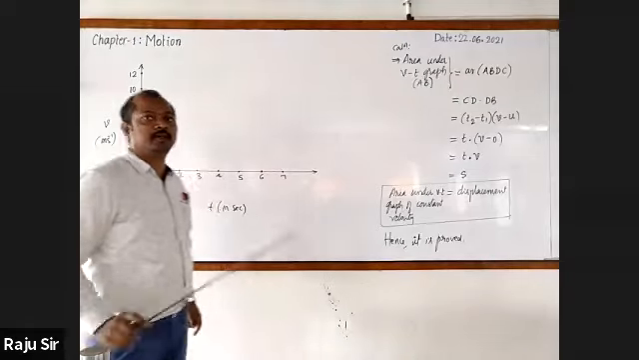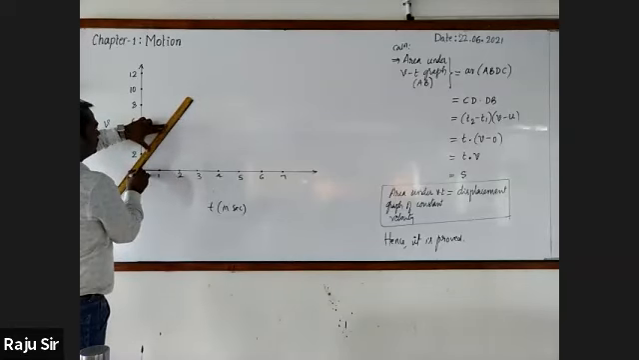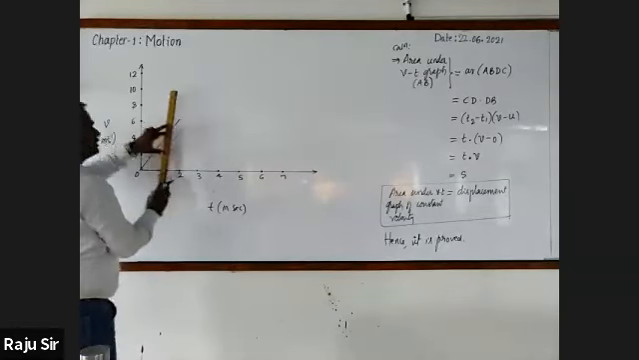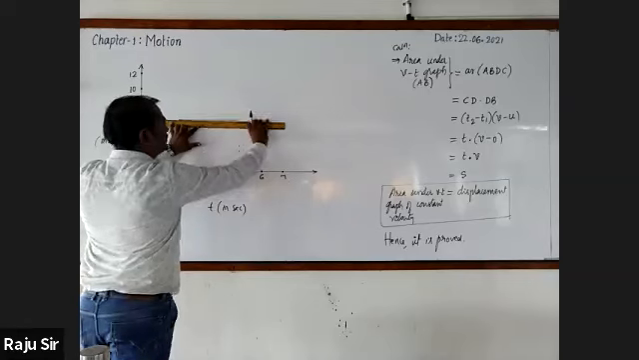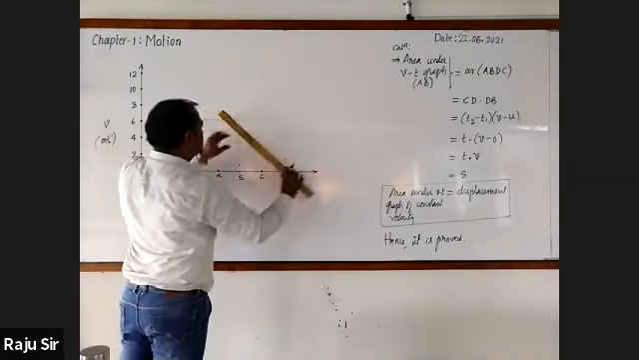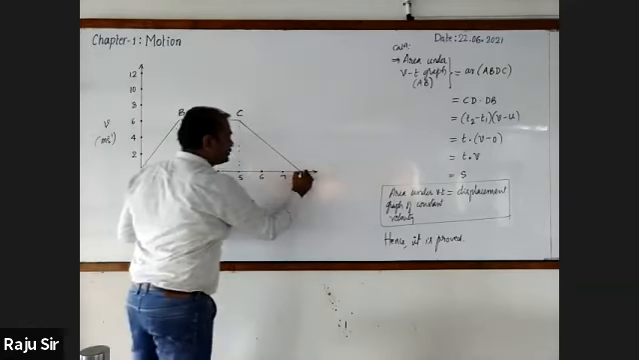Now let me go for drawing the graph. Observe carefully. I draw the graph like this. Let me draw a parallel line at 8 seconds. Let us take this point as A. This is B, this is C, and this point is D.